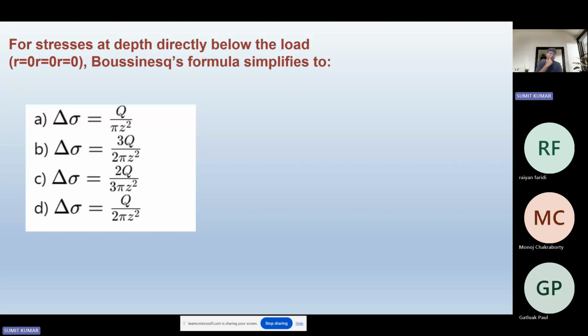Hence option B, that is 3Q by 2π z², is the correct answer for this problem. So option B is the correct answer. Next question is again repeated, so let me move to the next slide to solve some more problems.